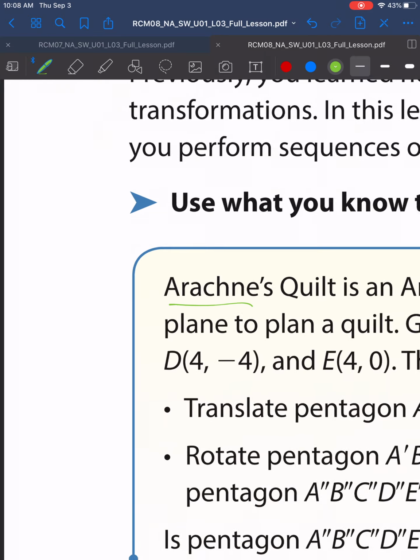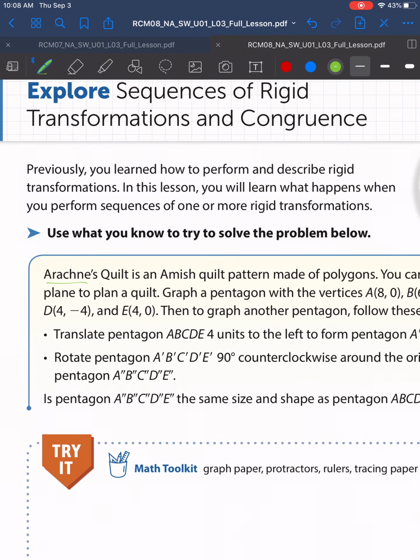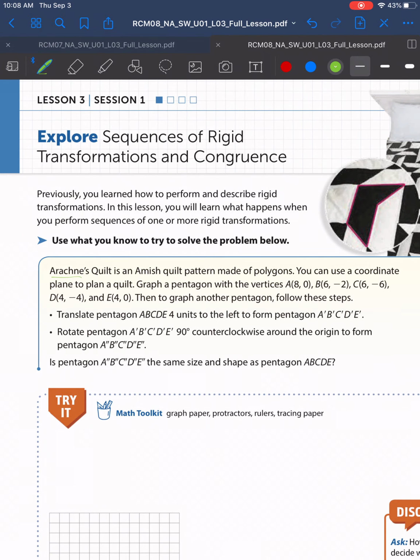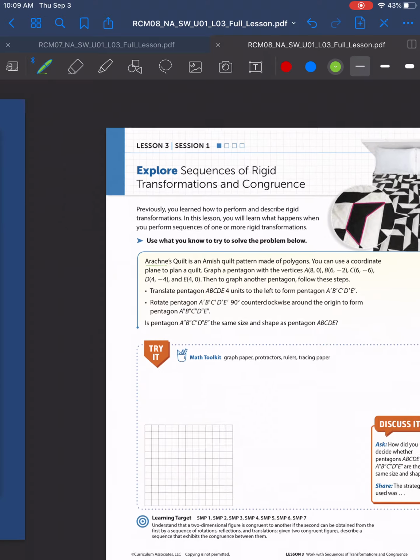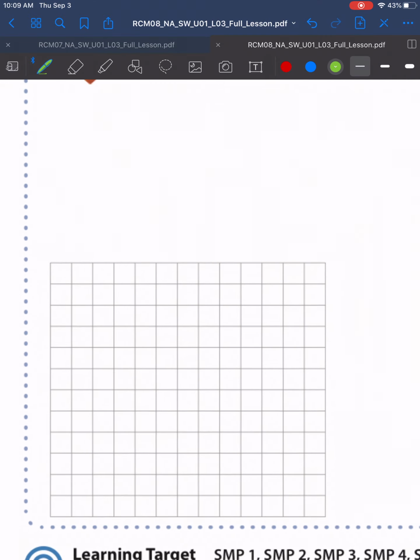Arachne's quilt is an Amish quilt pattern made of polygons. Remember, a polygon is a many-sided figure. You can use a coordinate plane to plan a quilt. Graph a pentagon with these vertices. Then, to graph another pentagon, follow these steps. Okay, so first let's go graph the pentagon.